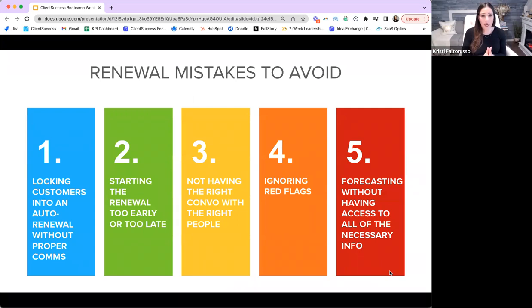Now, you know me, I love to end on a slide that gives you some key takeaways. So I'm going to give you my mistakes. Don't do these things when it comes to your renewals. First thing I'm going to say is don't lock your customers into an auto renewal without proper communication. This is my least favorite thing.